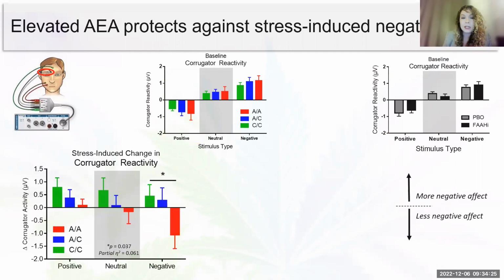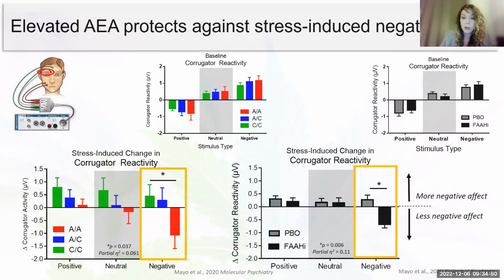And here we're looking at the change in corrugator reactivity due to stress. Overall, everything's a little bit worse after stress, except for in our AA individuals. Again, those are the ones that have high anandamide. They're actually showing less negative responses to negative images following stress exposure. So bad things are a little bit less bad after stress for them. And we were able to replicate this effect with our drug treatment group. So if we pharmacologically enhance anandamide, we also show less negative emotion following stress exposure.